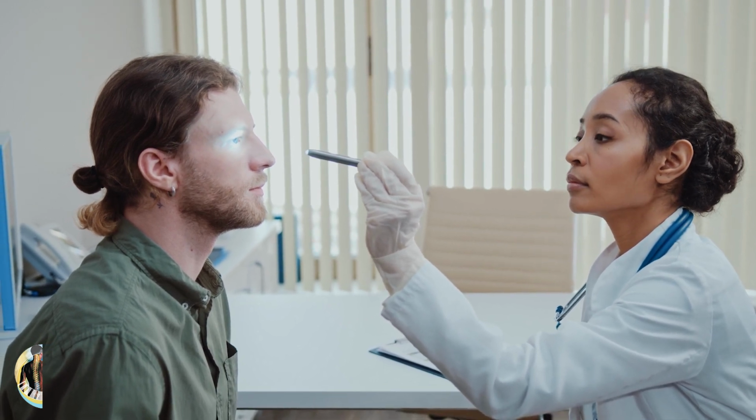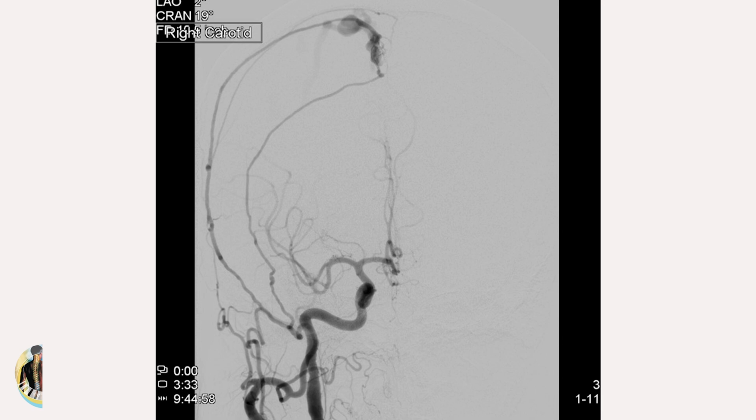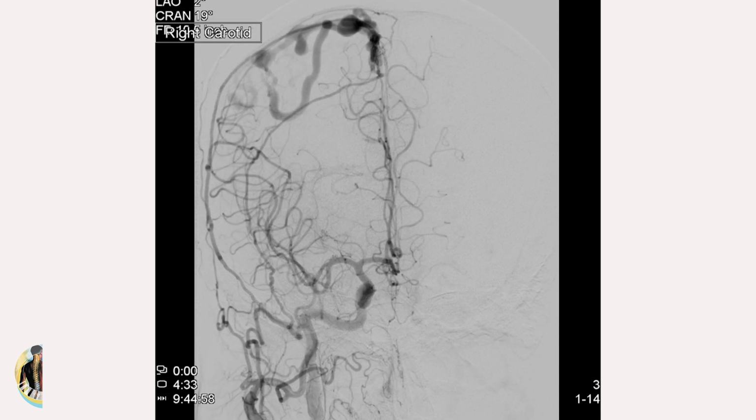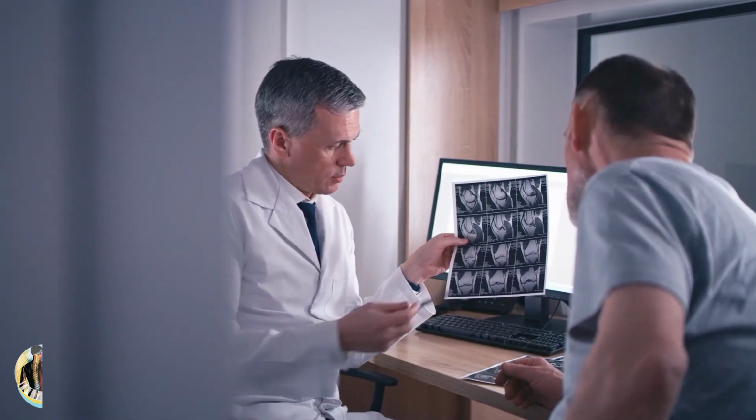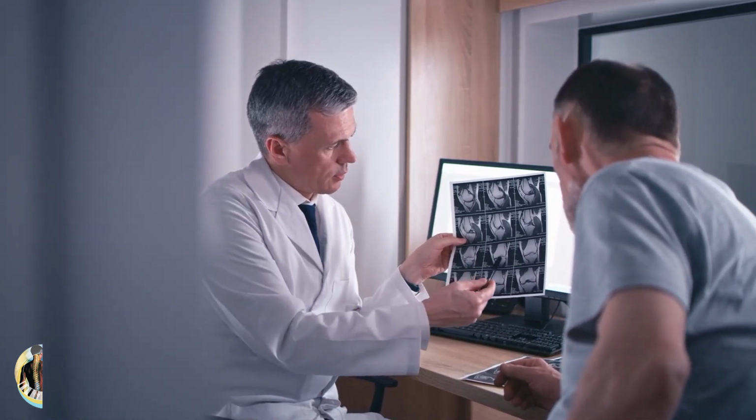In summary, the diagnosis of cerebrospinal fluid-venous fistula involves a combination of physical examination, medical history review, and imaging tests such as MRI with contrast, CT scan with contrast, and cerebral angiogram. It's essential to receive a proper diagnosis to ensure appropriate treatment is provided.